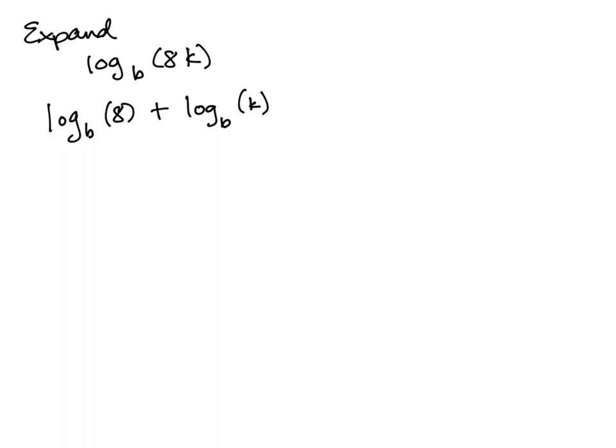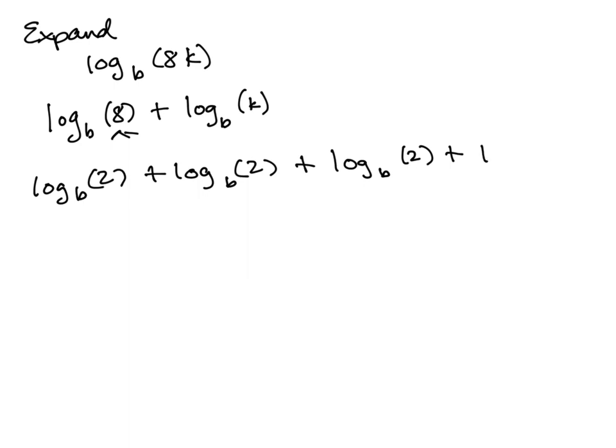Did you get to here? Log base b of 8 plus log base b of k. Anybody go any further than that? Okay, what'd you have? Log base b of 2 plus log base b of 2 plus log base b of 2 plus log base b of k. Good. So the 8 has a triple, I guess, of 2's. That's yuck. Oh well. Are we okay with it?